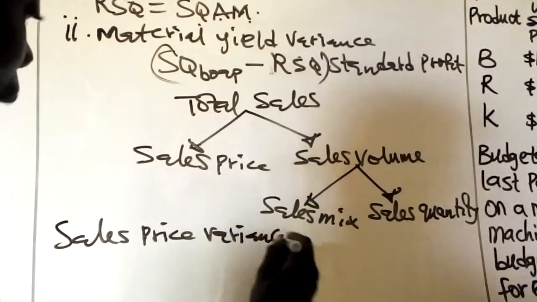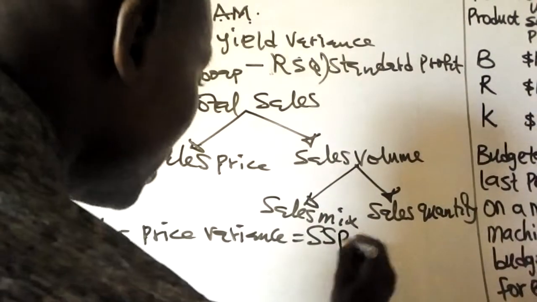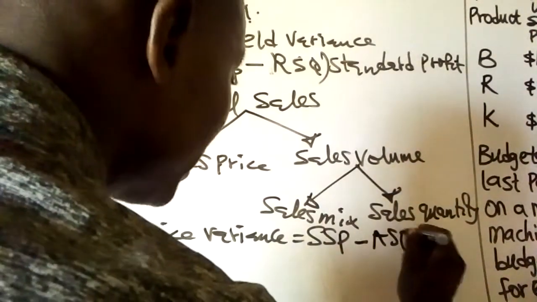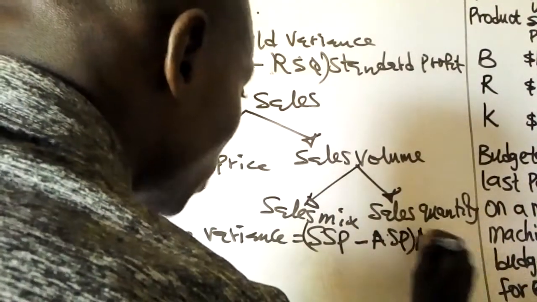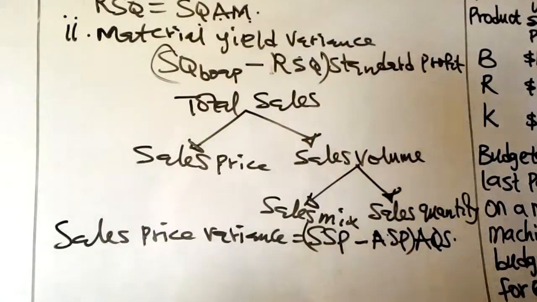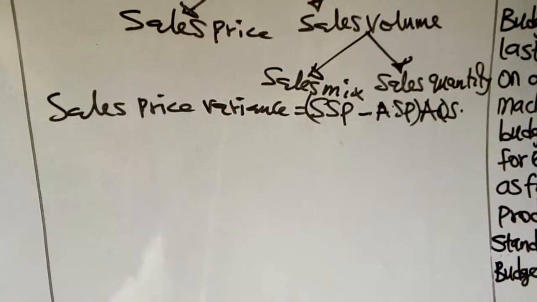Now in my presentation on sales price variance, I said it is the difference between the standard selling price and the actual selling price. Standard selling price minus actual selling price multiplied by the actual quantity sold. SSP is standard selling price, ASP is actual selling price, AQS is actual quantity sold. That is sales price variance.